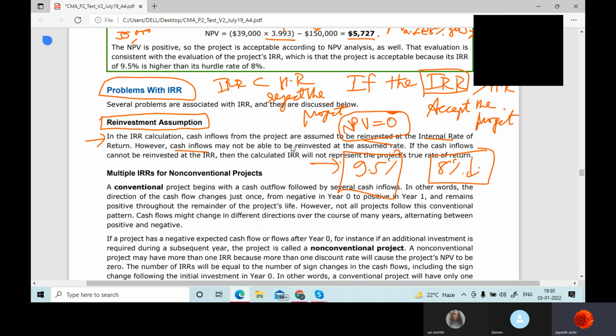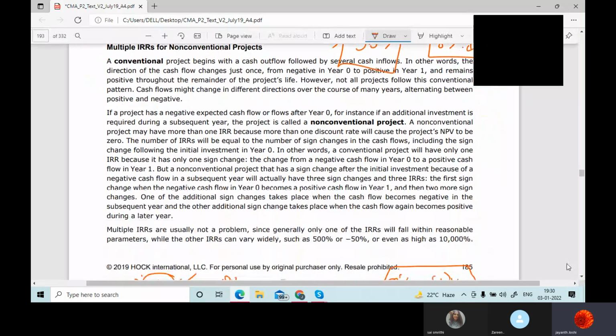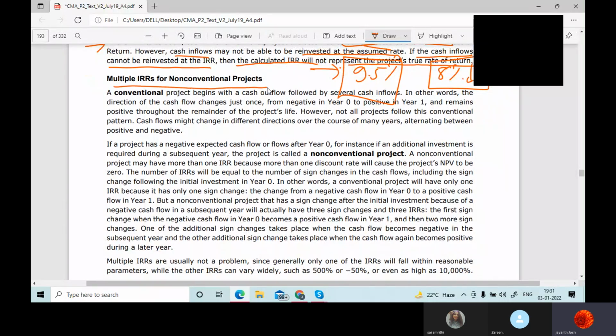However, cash inflows may not be able to be reinvested at the assumed rate. If all the things always go exactly as per your assumption, then it is all right. But it is not the case. Things won't always work out the way you assume, correct? So if the cash inflows cannot be reinvested at IRR, then the calculated IRR will not represent the project's true rate of return. That is the problem. The reinvestment assumption is that the project's cash flow should be reinvested at the project's IRR. But that assumption is not a realistic one, and multiple IRRs are also seen.